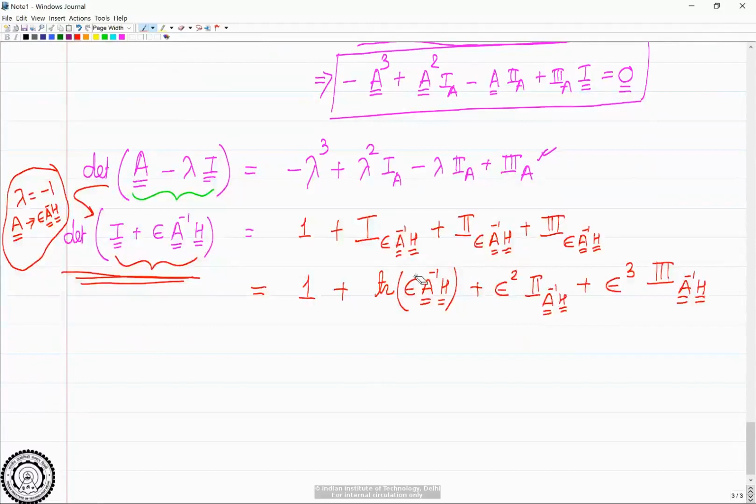And then here I could take the epsilon outside and it becomes epsilon times trace of this thing. Is that okay? Epsilon is common. The matrix, a second variant of inverse A inverse H. That's why we write it epsilon square. And the third term also, it is epsilon cube.